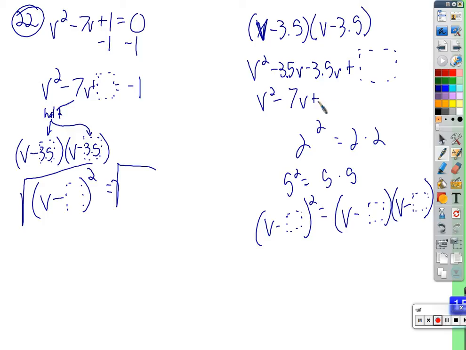What will we wind up getting here when we multiply this out? Where will this number come from? Courtney? Taking -3.5 times negative 3.5. Exactly. -3.5 times -3.5. Of course, negative times negative will be positive. That's why this number will always be positive. Because these numbers will be exactly the same. They'll be positive times positive, negative times negative. So we get this positive, what? 3.5 times 3.5.